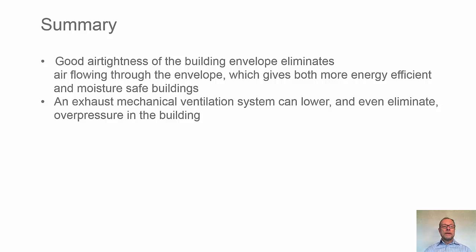Summary. Good air tightness of the building envelope eliminates air flowing through the envelope, which gives both more energy efficient and moisture safe buildings. An exhaust mechanical ventilation system can lower and even eliminate overpressure in the building.